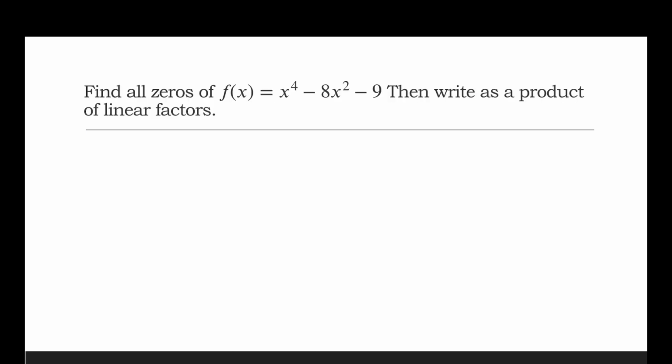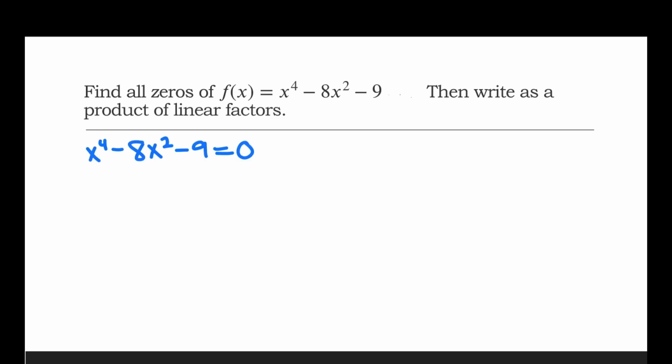Let's see how this works by doing an example. Find all zeros of the polynomial f of x equals x to the fourth minus 8x squared minus 9. Then write as a product of linear factors. This is a fourth degree polynomial, so our final answer should have 4 linear factors. So first thing I'm going to do is set this equal to 0 and try to solve. I think we can actually factor this one. This is one of those quadratic type equations.